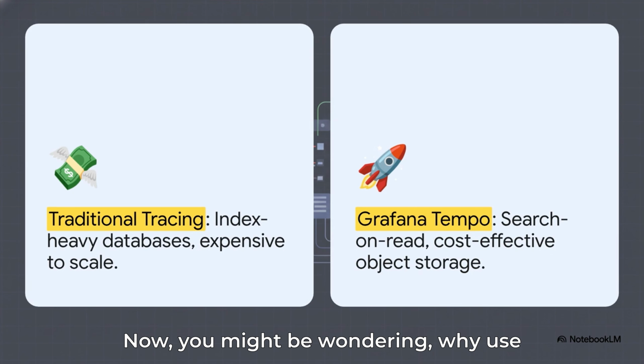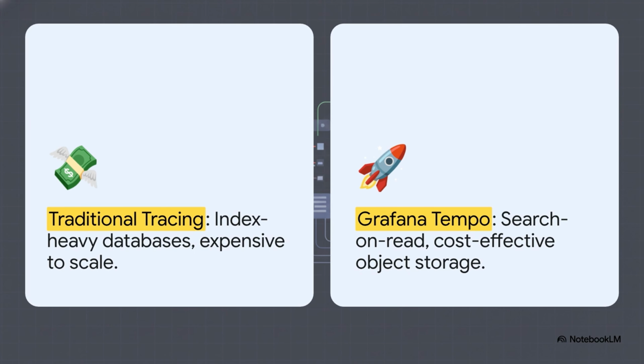Now, you might be wondering, why use Grafana Tempo specifically? Well, it comes down to a massive architectural advantage. Traditional tracing tools, think Jaeger or Zipkin, rely on these really heavy index-based databases to store and search traces. And man, that gets incredibly expensive and complex to maintain when you start scaling up to millions of spans per second. Tempo, though, it takes a radically different approach.